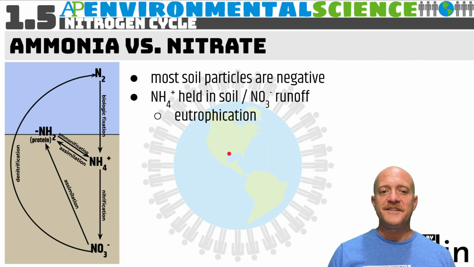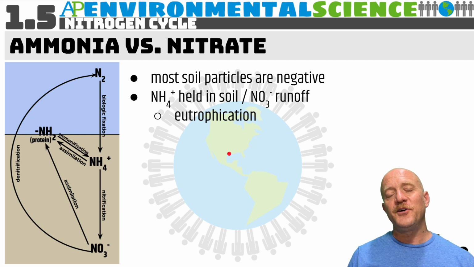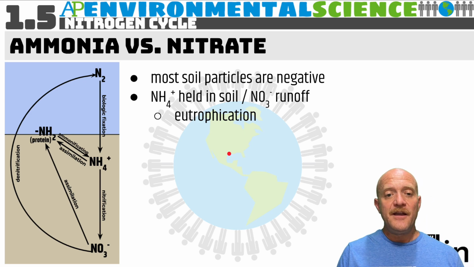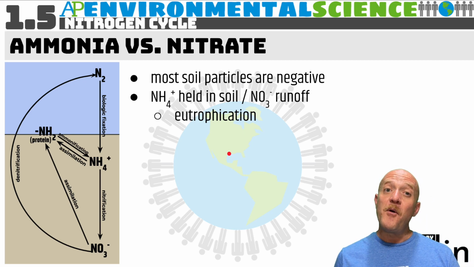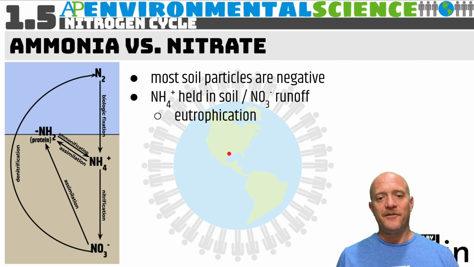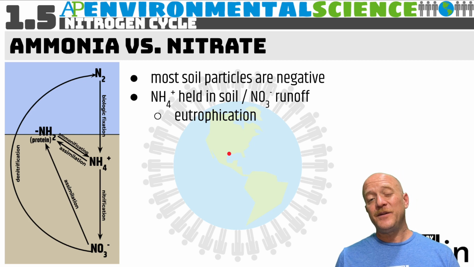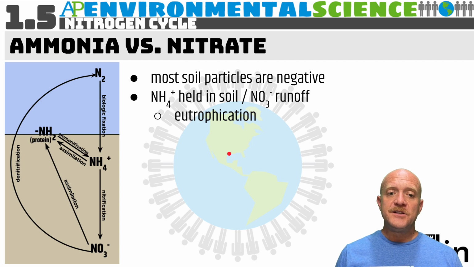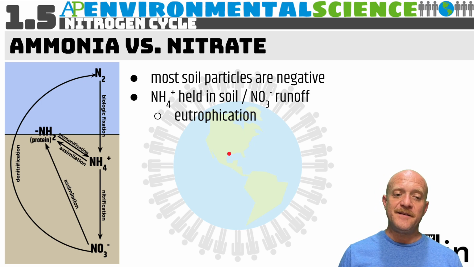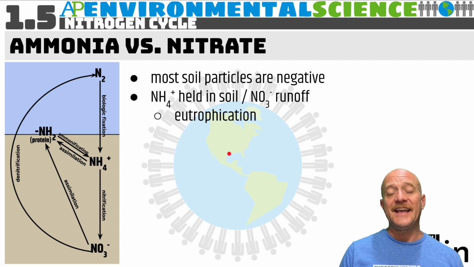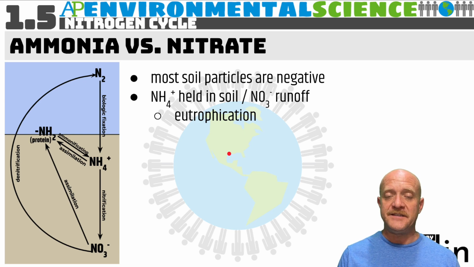Now, ammonia versus nitrate. So most of the soil particles are negative, which means that ammonium is held in the soil and nitrates will easily run off. So if there is ammonium, it's held strongly because opposites attract. We have negative clay particles that will attract the positively charged ammonium.